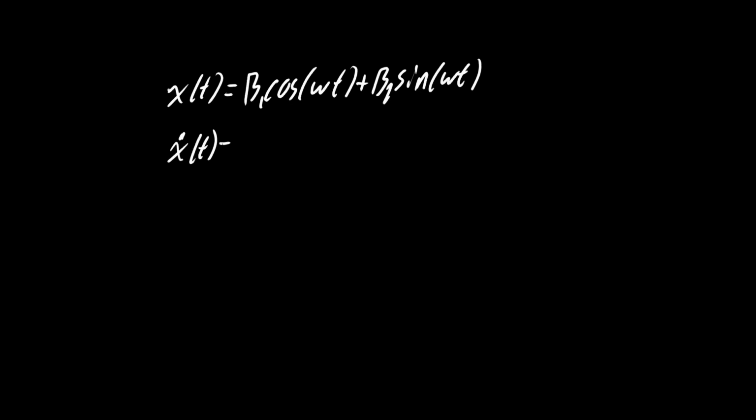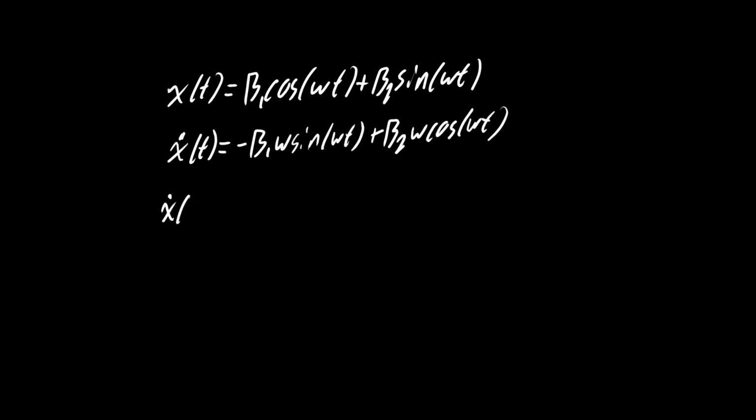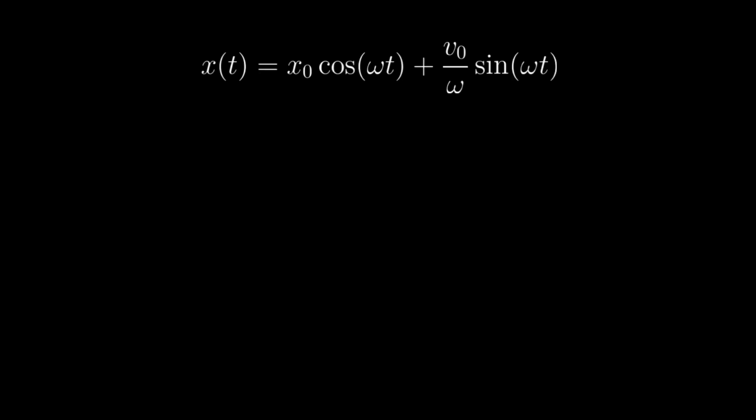Now take the derivative of the position function to get the velocity at every point in time. We require the velocity to be v0 at t equals 0. What we get is an algebraic equation containing b2. So now we have our particular solutions with the initial boundary conditions.